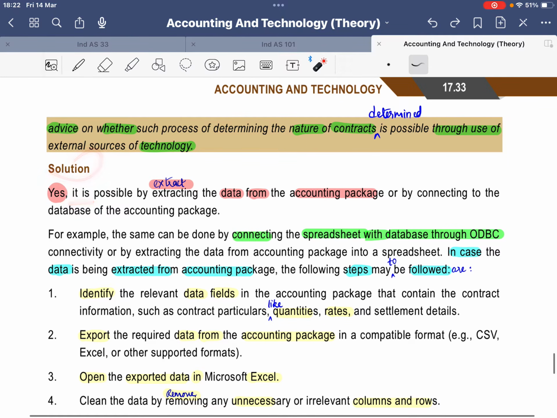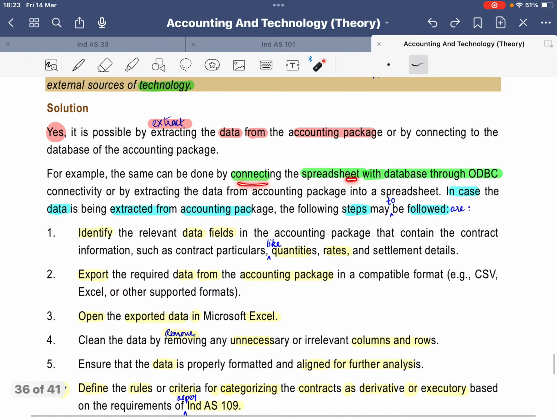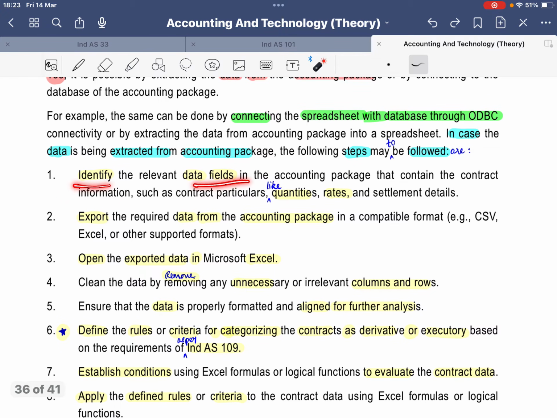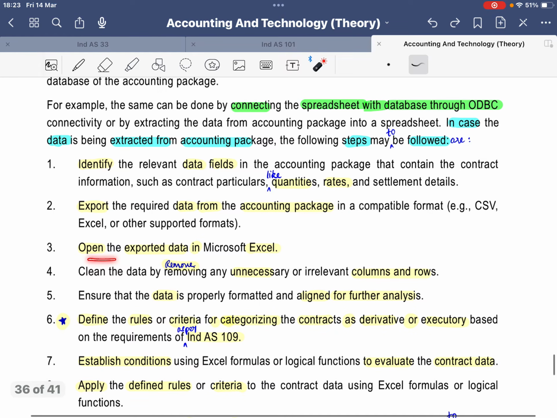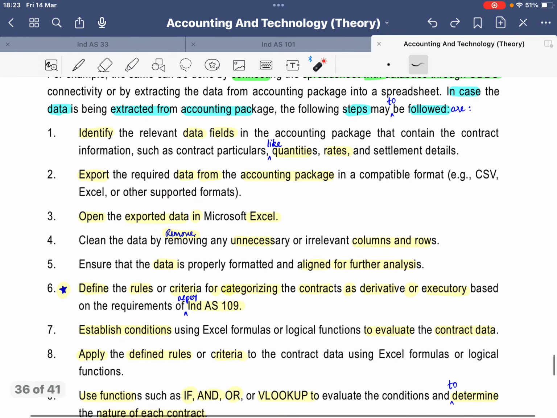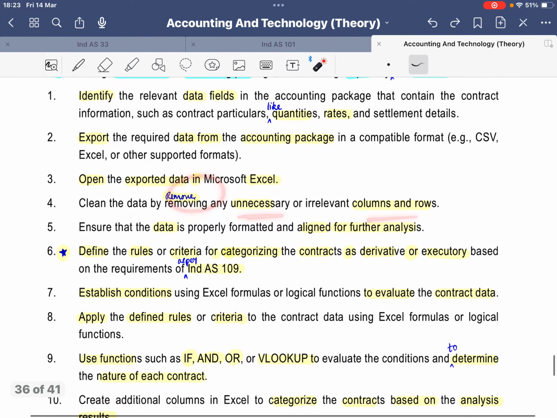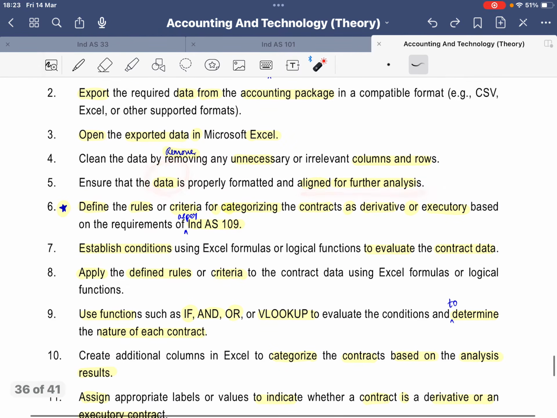Solution: yes. Extract data from accounting package, connecting spreadsheet with database through ODBC. In case data is extracted from accounting package, the following steps are to be followed. Identify data fields like quantities, rates. Export data from accounting package. Open exported data in Excel. Remove unnecessary columns and rows. Data is aligned for further analysis.